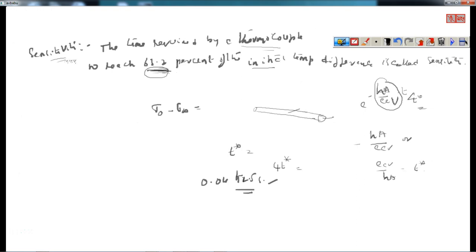So in order to have more sensitivity in the thermocouple, I will use a thermocouple of smaller diameter, in the form of a wire, normally wires of small diameter and longer length. This is the concept I will be using in thermocouple or temperature measurement cases. Okay, so with this, I'm going to cover.